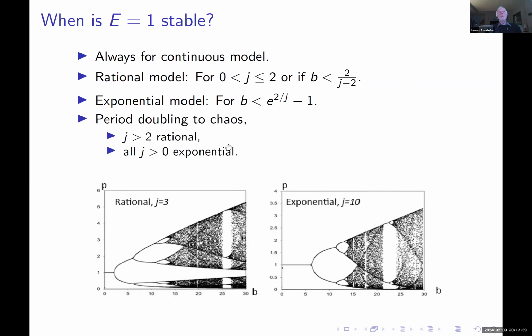So in both these cases, you again get period doubling to chaos, if J is greater than 2, or for the exponential model, always. And again, for the logistic model, once the intrinsic per capita growth rate reaches 3, everything collapses. But for the rational and exponential models, this bifurcation diagram just keeps going on and on. You don't get this collapse happening.